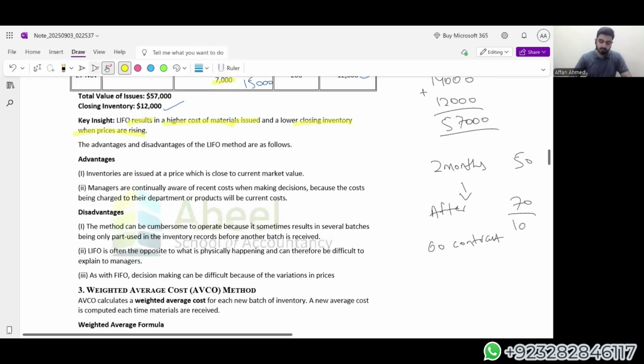Let's see the advantages and disadvantages. Advantages are inventories are issued at a price which is close to the current market value.